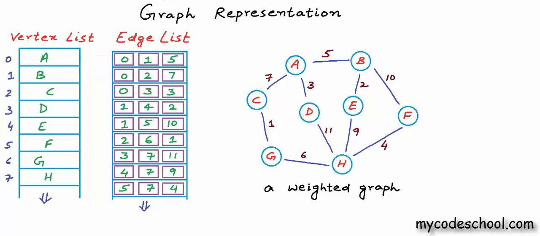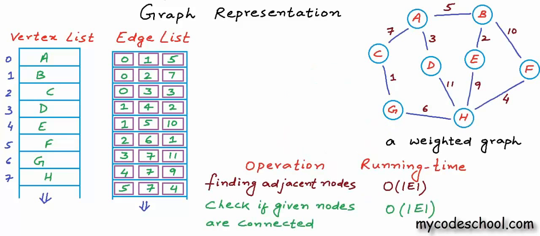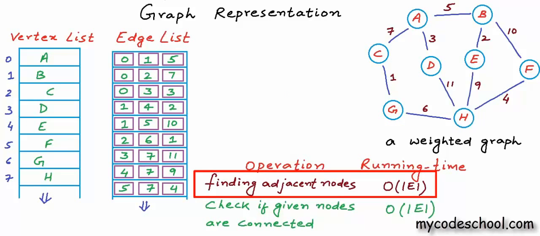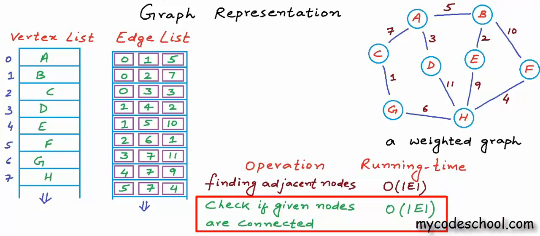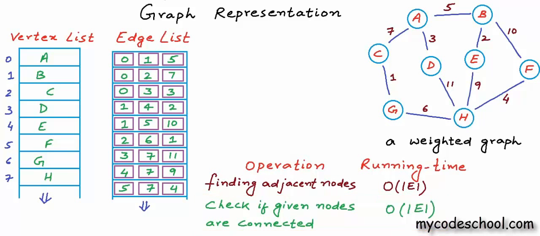But we realized that this kind of storage is not very efficient in terms of time cost of most frequently performed operations, like finding nodes adjacent to a given node or finding if two nodes are connected or not. To perform any of these operations, we need to scan the whole edge list. We need to perform a linear search on the edge list. So the time complexity is big O of number of edges. And we know that the number of edges in a graph can be really large. In the worst case, it can be close to the square of the number of vertices.